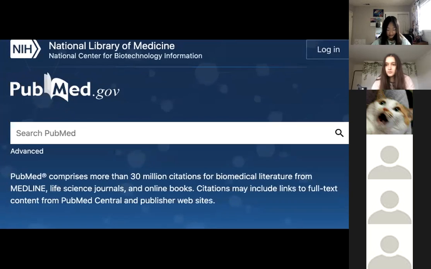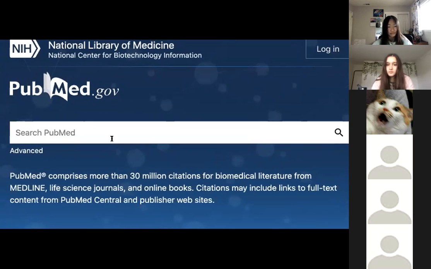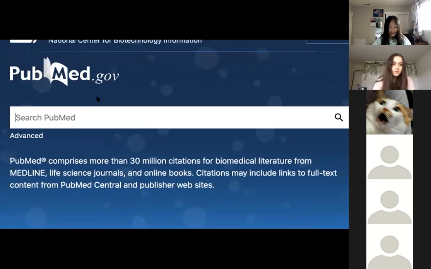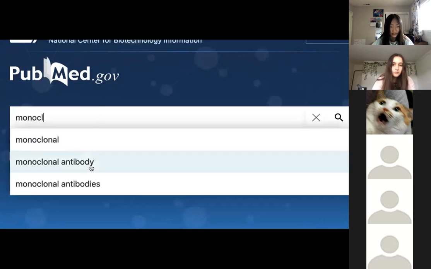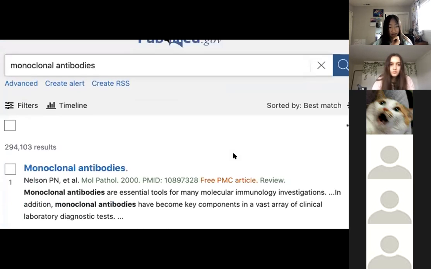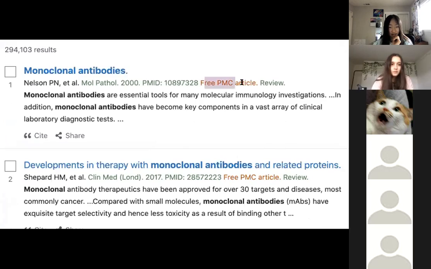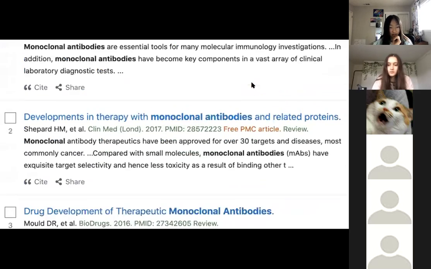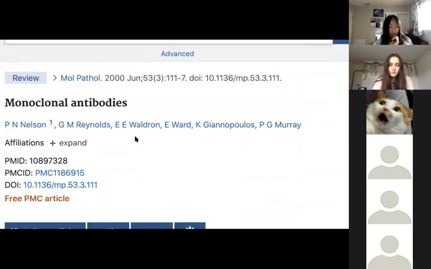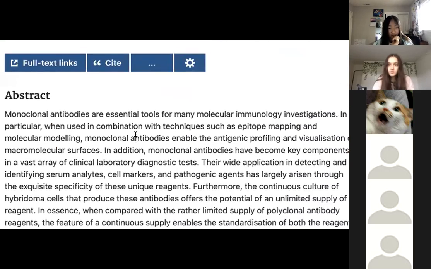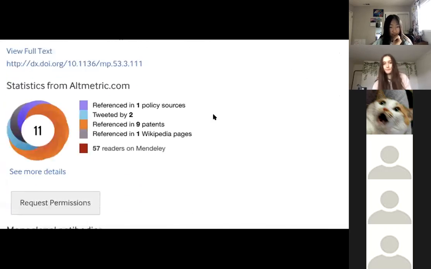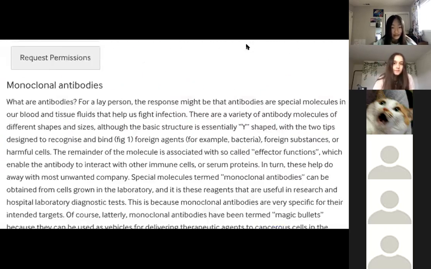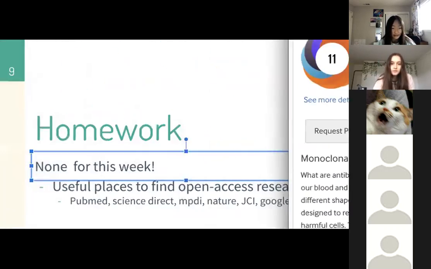Okay, so if you can see here, you can just search up anything basically. Let's say monoclonal antibodies. And all of these are free. You can see here, these are free. And you can just click on them and read about everything. I also put it in the chat if you want to check it out. It's super cool. And another one is Science Direct.